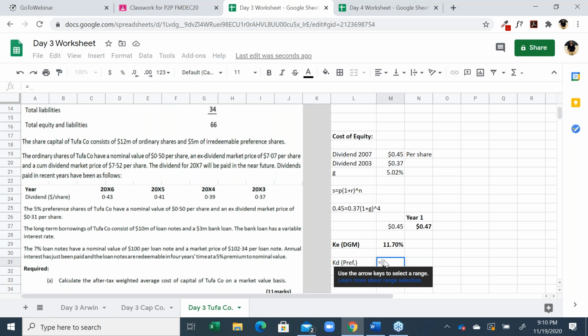So we should take this 5% and multiply it by the nominal value. The nominal value is 0.5. Don't forget to do this, otherwise you will make a mistake. So multiply it with the nominal value and divide it by the ex-div market price. Ex-div market price of 0.31.